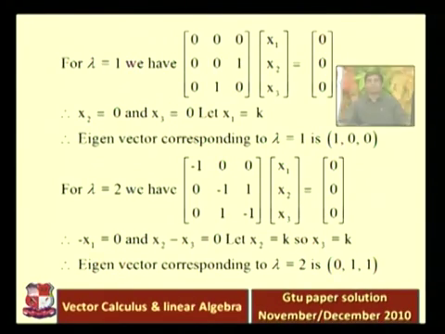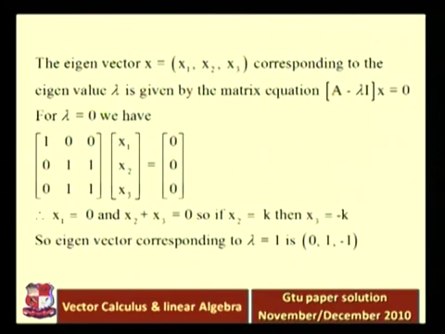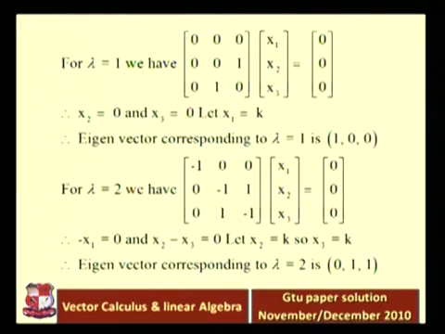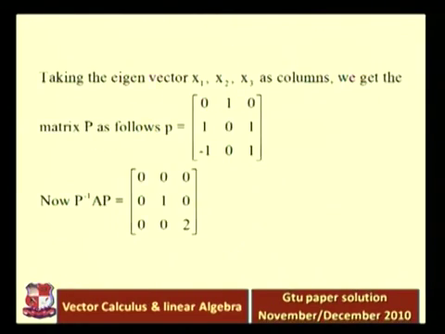So what is our first eigenvector corresponding to lambda is equal to 0? It is 0, 1, minus 1. So that is our first column of the matrix P, 0, 1, minus 1. What is our eigenvector corresponding to lambda is equal to 1? It is 1, 0, 0. So that is our second column of the matrix P, 1, 0, 0.